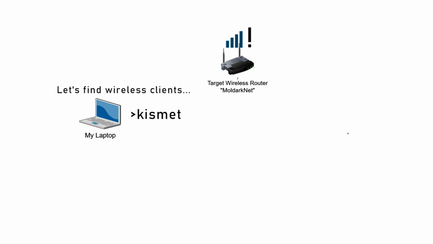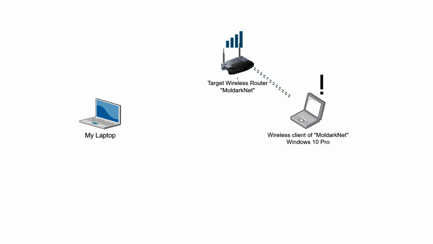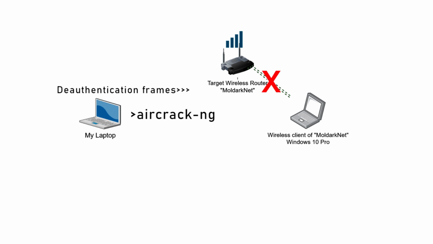All right, before jumping into this, I'm going to give a brief overview of how this whole thing is going to work. Basically, we're going to start off with our laptop. We're going to conduct some network scanning using the inSSIDer and airmon-ng tools. After that, we're going to discover our target network, which I've named moldarknet. From there, we're going to enumerate some wireless clients on it using Kismet, at which point we will discover one or two. We will send deauthentication frames using the aircrack-ng tool.